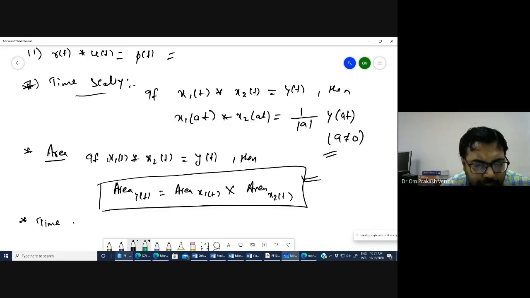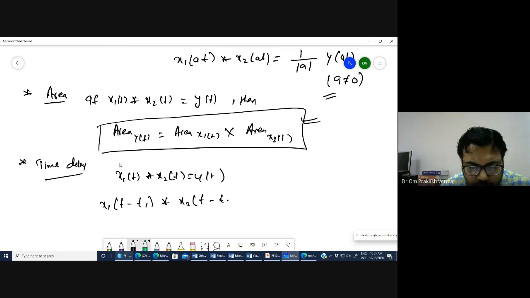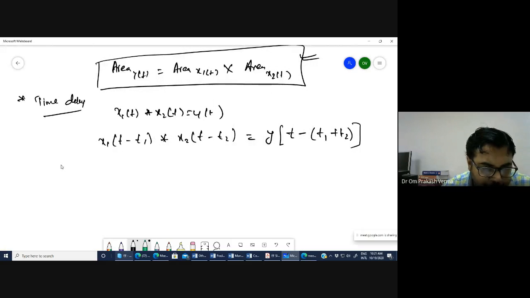Okay, next property, the time delay. Let's say the convolution of x1(t) with x2(t) is defined as y(t), and you want to calculate x1(t minus t1) with x2(t minus t2). So y(t) is nothing but the overall response shifted by t1 plus t2. Your response will shift like this. Now based on this, tell me the answer of the problem.